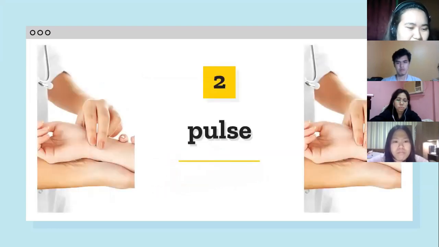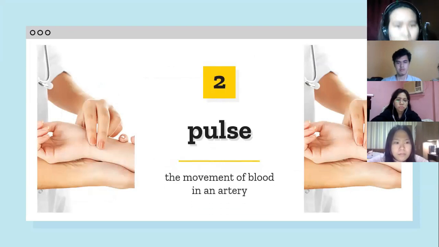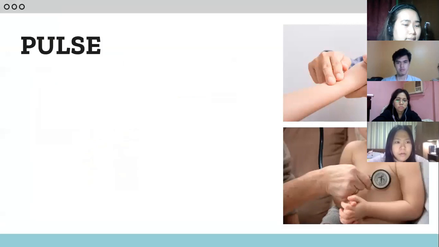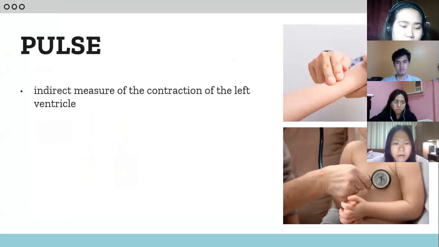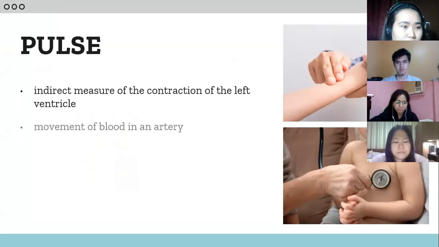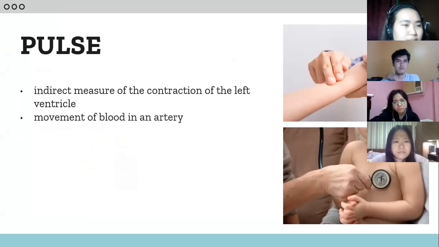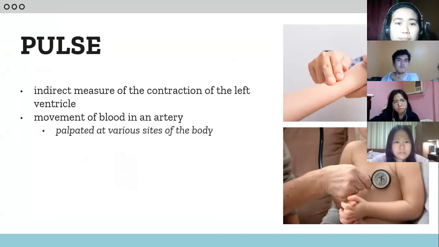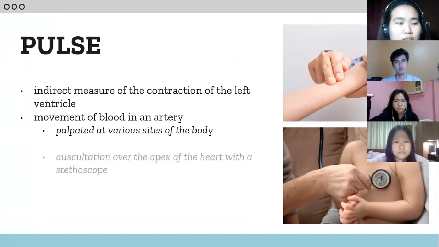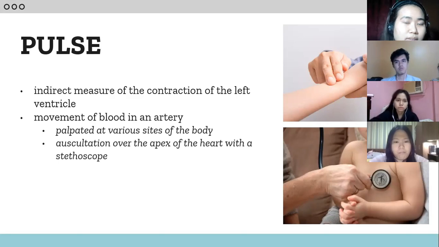Now on to the pulse, which is the second vital sign, which refers to the movement of blood in the artery. Pulse is an indirect measure of the contraction of the left ventricle of the heart and indicates the rate at which the heart is beating. It is defined as the movement of blood in the artery. It can be palpated in various sites of the body or it can be auscultated. Auscultation means listening. You can hear the pulse of a person if you place the stethoscope on the apex of the heart. If you can remember, the apex of your heart is in the fifth intercostal space. So please brush up your anatomy so you can locate the apex of the heart.